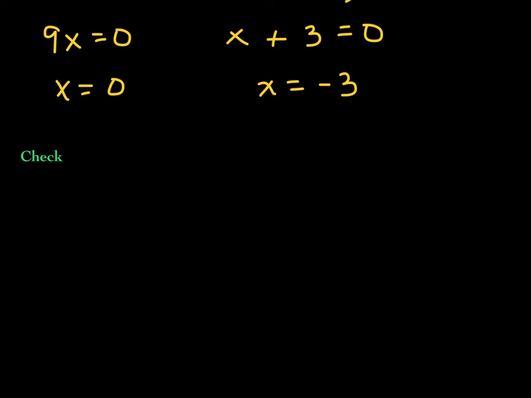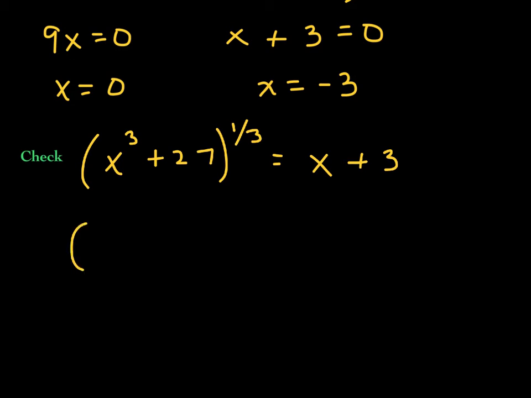But just to be really thorough, I'm going to check my answers, all right? It won't take us long at all. All right, the original equation said x cubed plus 27, raised to the power of 1/3, is equal to x plus 3. Now what I'm going to do is substitute in 0 first, okay? So then you'll have 0 cubed, right? And then plus 27, that raised to the 1/3 power, is supposedly equal to 0 plus 3. Okay? All right, let's do it.